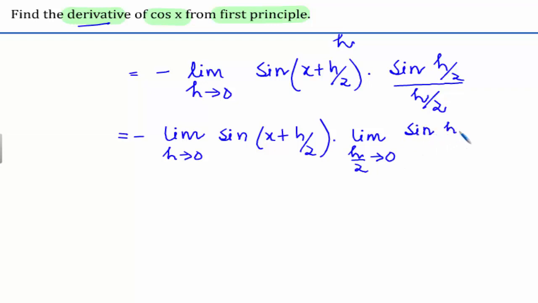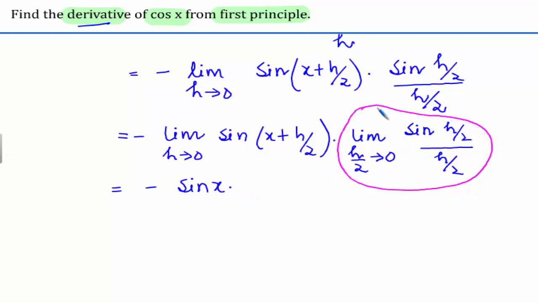This is further equal to minus. Now since h tends to 0, therefore here replacing h by 0, we have sin x, and as h upon 2 tends to 0, sin h upon 2 divided by h upon 2 is 1, and on multiplying sin x with 1 we get minus sin x. Therefore, derivative of cos x with respect to x is minus sin x. This completes the solution.